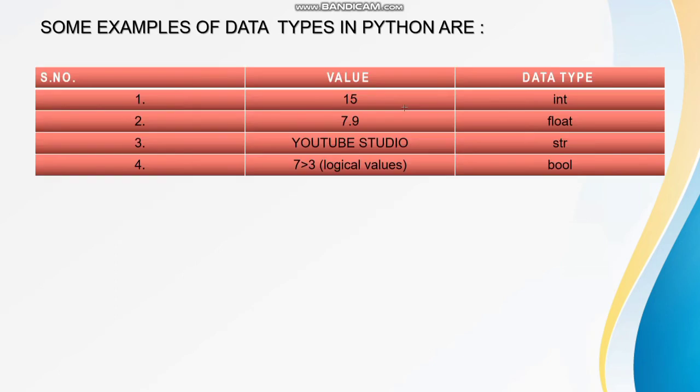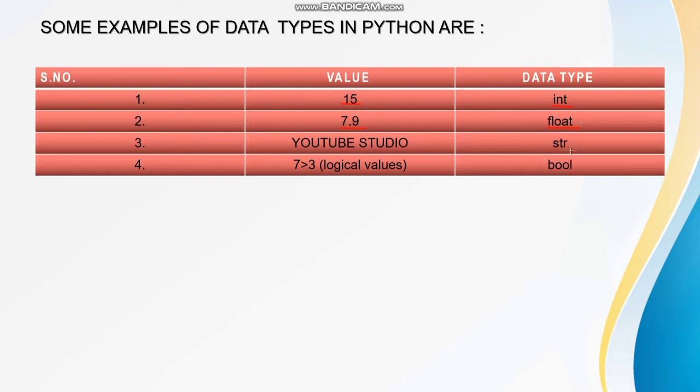So now let's have a look at some examples of data types in Python. The first example I have taken is 15, which is the value, and it has the data type int, integer. Now let's talk about the second example, which is 7.9. 7.9 has a decimal floating point value. It means that it is a float. The third is 'YouTube Studio'; since it has characters, it is a string.